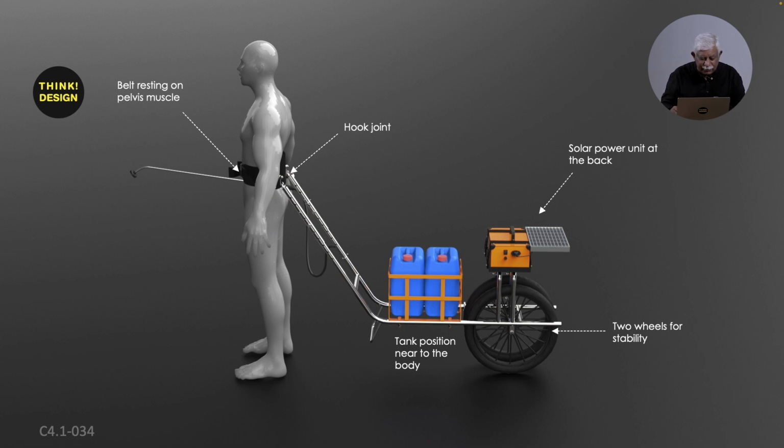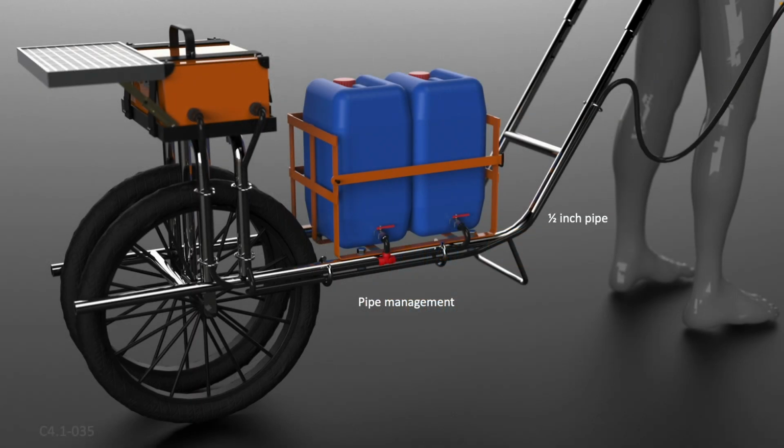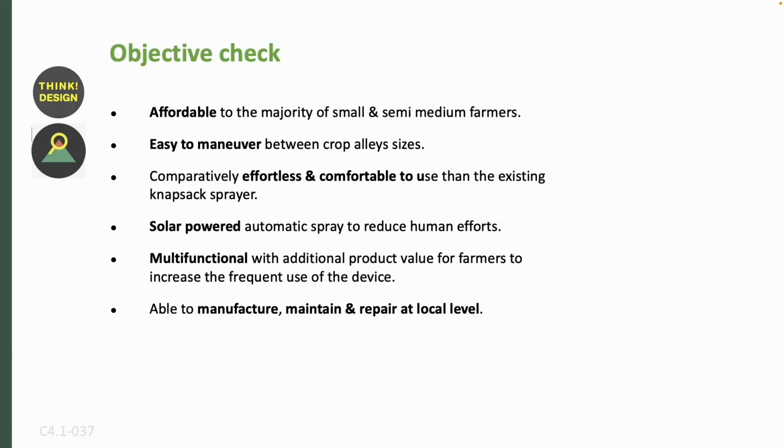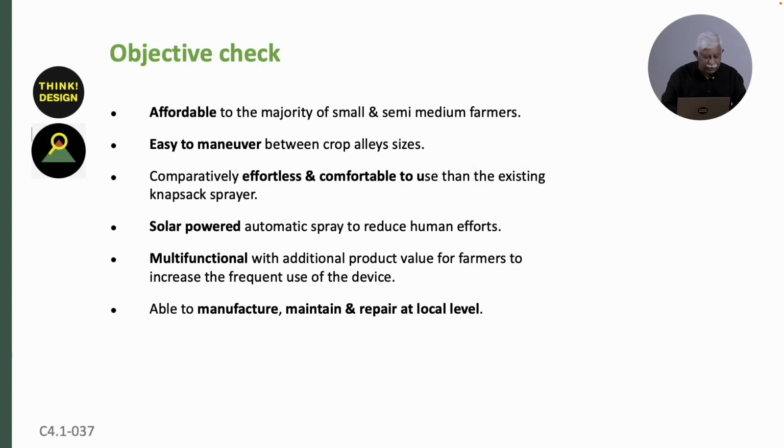You can see where the solar panel is, and he's used 2 wheels for stability. Another detail from that, the pipe management, so you can shift it a little bit here and there. So it's kind of flexible, and he did the cost estimation here. Everything works out to about 5,000 rupees, which for him was a very reasonable amount for something like this. And then he did an objective check. It means it's affordable to the majority of small and semi-medium farmers.